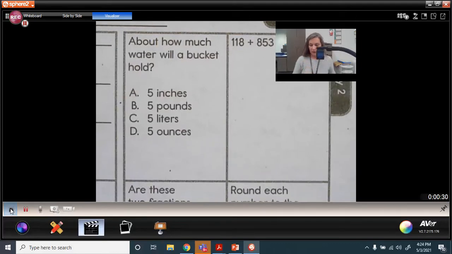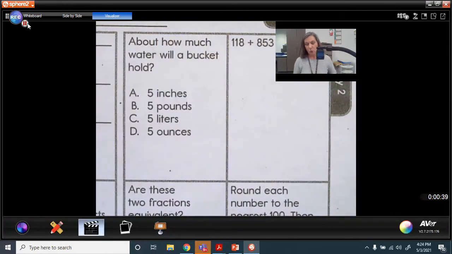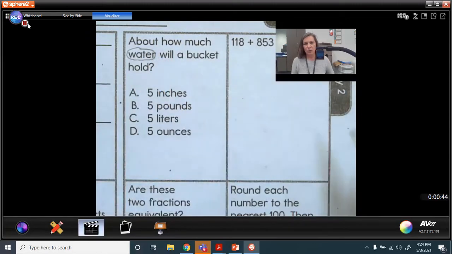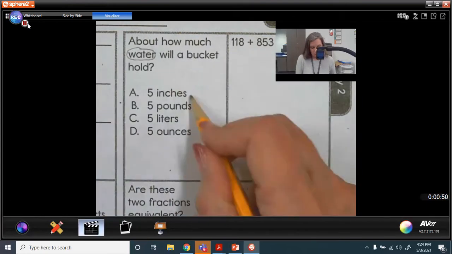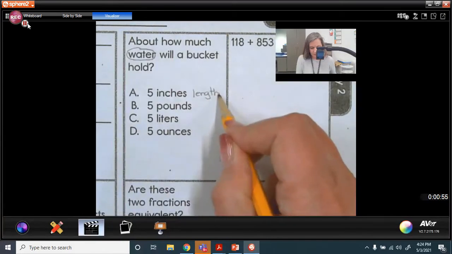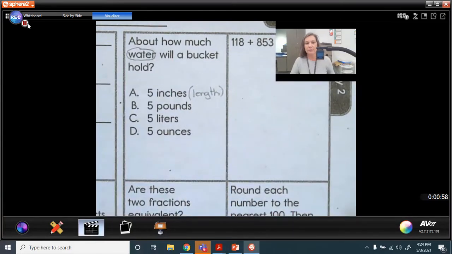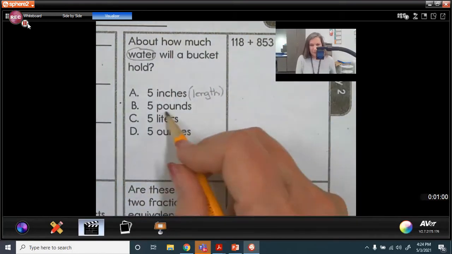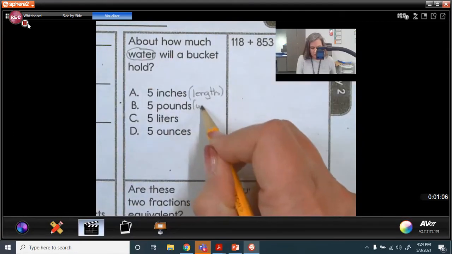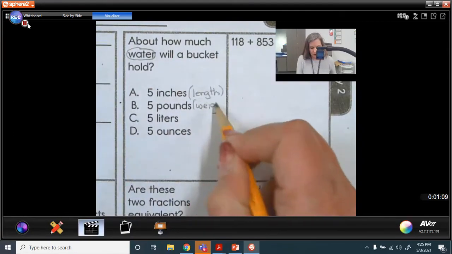Now, we are looking at measuring water here. Okay, so water is a liquid. And when we measure water, we are looking at not the length, because inches would be measuring the length of something. So we're not measuring the length of the water. It's possible that we could be measuring the pounds, but really weight is usually measuring solid objects.